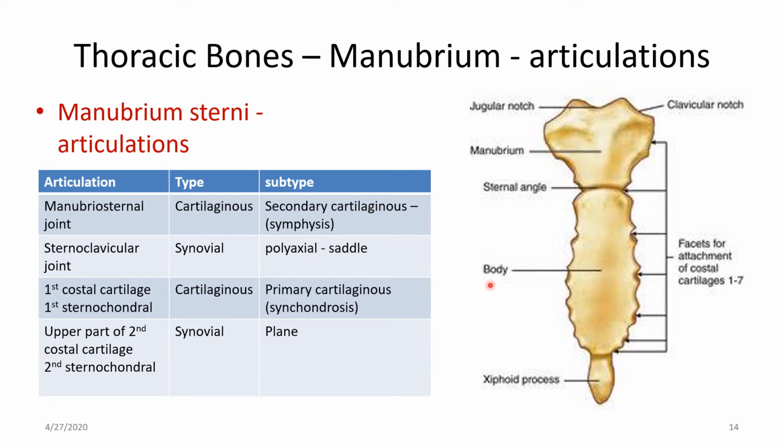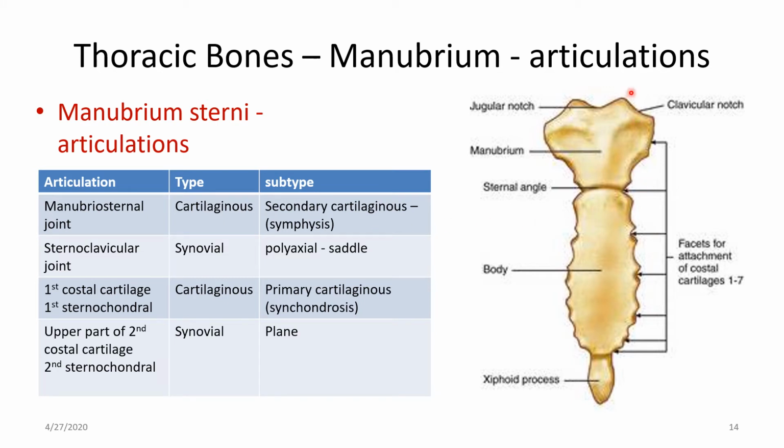Now let us see the articulations or joints which the manubrium makes with the other bones. We are seeing the manubrium. Now you know about the borders and surfaces of the manubrium. So what joints will it make? There is the manubriosternal joint between the manubrium and body of sternum, which is a secondary cartilaginous joint or symphysis.